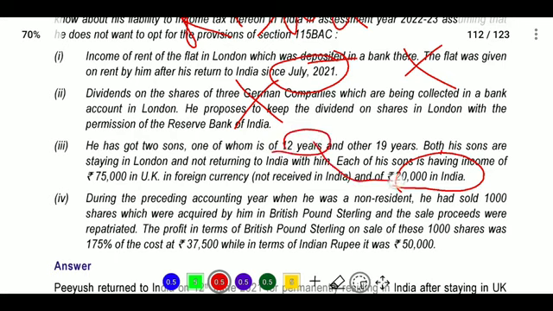So who is the minor? The 12 year old. His income was 20,000, and while including this income, we will give the exemption under section 10, that is 1,500. So 20,000 minus 1,500, that is 18,500, will be added to his income.